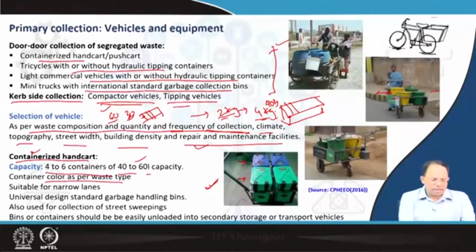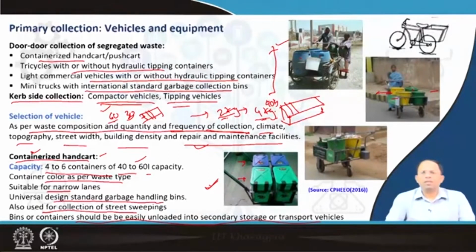So, the containerized handcarts are suitable for narrow lanes. The garbage bins should be standard sizes so that they could be handled by mechanical systems. And this could also be used for collecting street sweeping waste. So we can use this kind of handcart for collecting the street sweeping waste that is generated. Bins or containers should be easily unloaded into secondary storage or transport vehicles. So these are some of the criteria for determining the design of a containerized handcart.